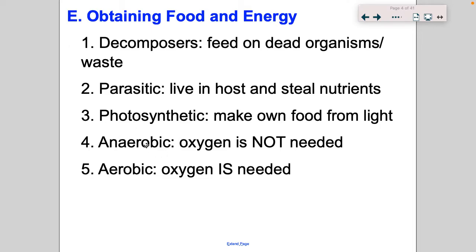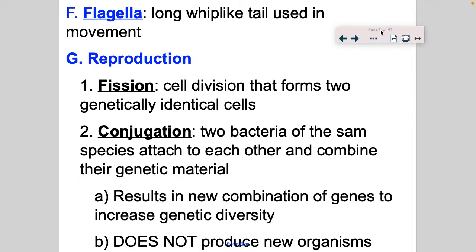And if an organism, or in this case bacteria, does not require oxygen, then we call it anaerobic bacteria. So you usually find these guys in the stomachs of large mammals. Aerobic bacteria means oxygen is needed for them to survive. Movement: flagella, a long whip-like tail used in movement. That could have one flagella, could have multiple flagella. Your book also talks about pili and how they just twist and move in their environment as ways to get through their environment.